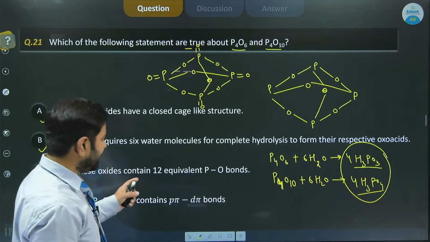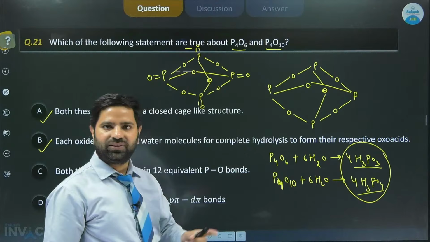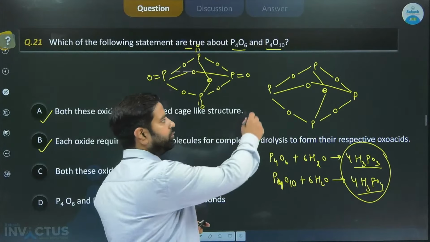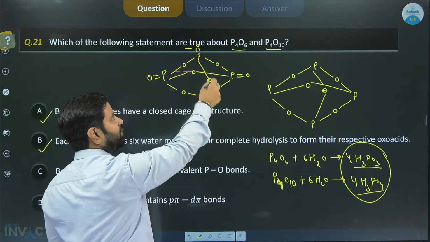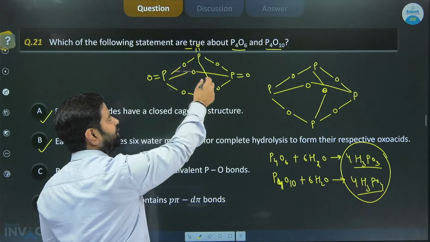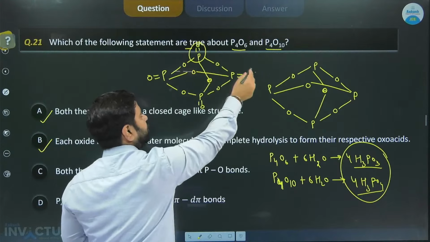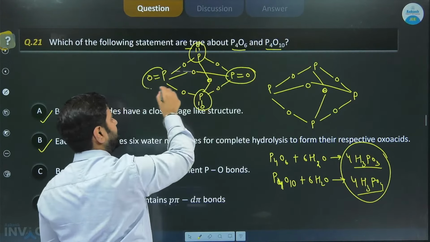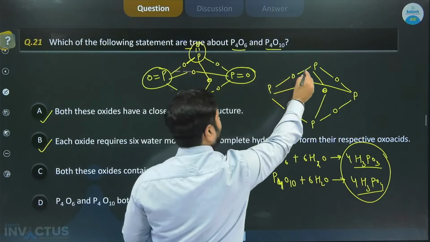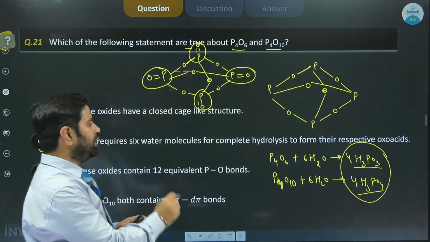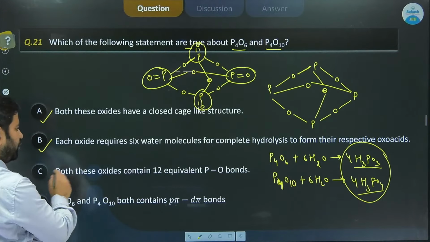Both these oxides contain 12 equivalent PO bonds. We can simply calculate the PO bonds. Not all PO bonds are equivalent here. Only 12 PO bonds are equivalent. But the P double bond O bonds, these 4 bonds, are not equivalent with respect to the PO bonds. So you have to calculate these PO bonds. See, 12 PO bonds are equivalent in both cases.